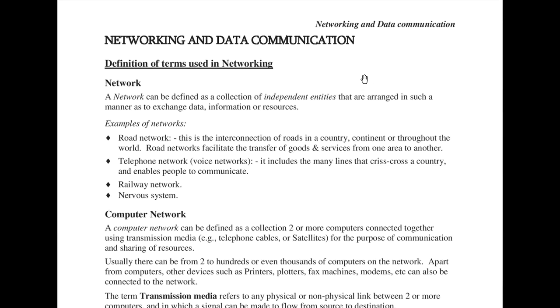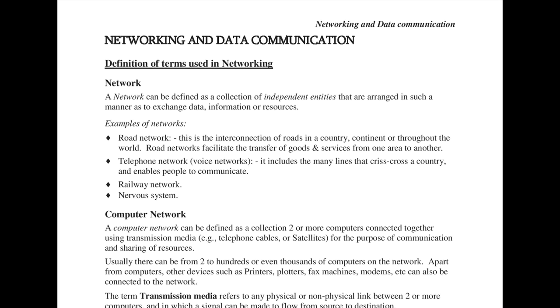Hi guys, let's look at networking and data communication in Form 4. That is the first topic in Form 4. So we start by definition of terms used in networking.